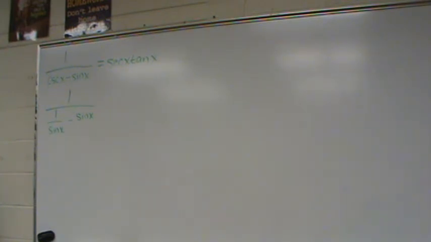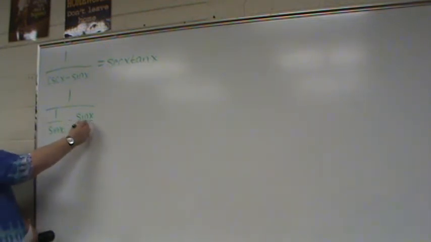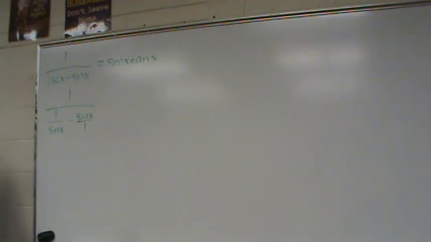Well, the minus sine x is kind of in the way. So can we do something before we flip and multiply? Can we combine these somehow to get them to equal one fraction? This is over like an imaginary 1. So how do I combine fractions? I have to get a common denominator.